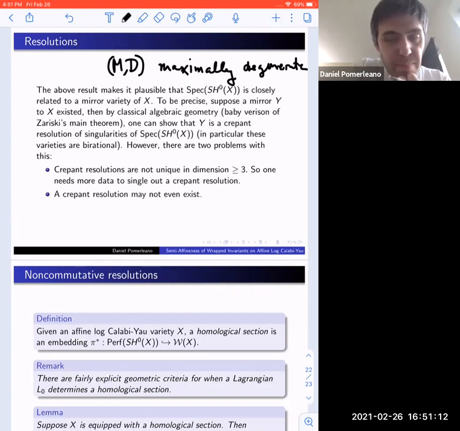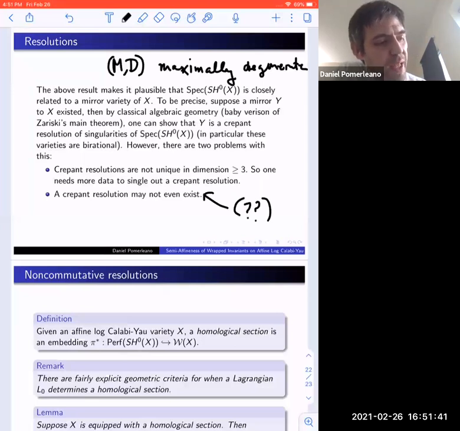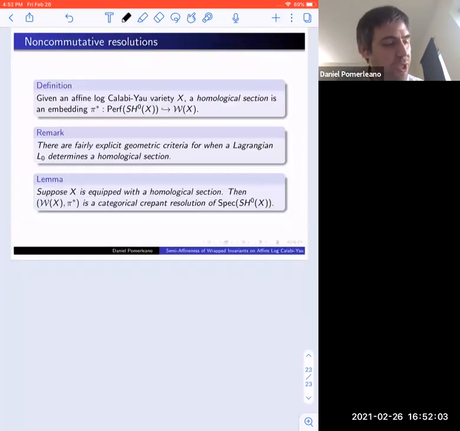But the problem is that crepant resolutions are not unique starting in dimension 3, and you would need more data to single out a possible crepant resolution. And I'm not sure if there are actual examples of this in the literature, but there should be cases where the crepant resolution might not even exist. Certainly, starting in dimension 4, you have to allow orbifold singularities for Y, but I would suspect that there are examples where you can't have any crepant resolution, even with orbifolds. So that's why we want to make a new definition.